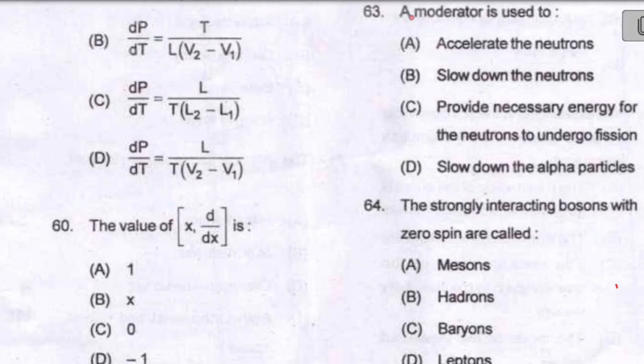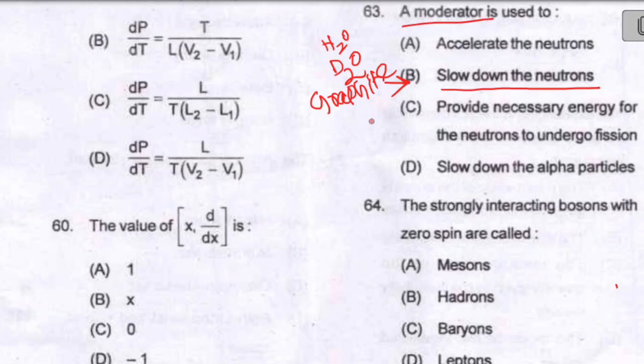Next, 63. A moderator is used to slow down the neutrons in a nuclear reactor. So B is your correct option. Okay. For example, moderators are ordinary water, then heavy water, that is D2O, and also graphite. Graphite is also used as a moderator in a nuclear reactor.